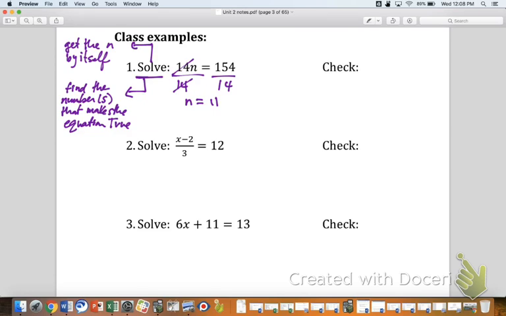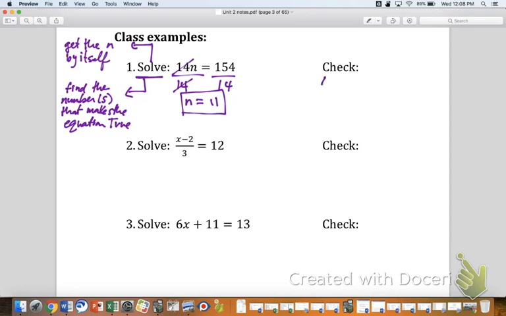So this is a pretty simplistic equation, but here's how you check. If I get this answer here and I say, you know what, I'm pretty confident that n = 11 is the solution, the number that makes the equation true, the way you check it, Kyrie, is? You plug it back in. That's right. You plug it back into the original.